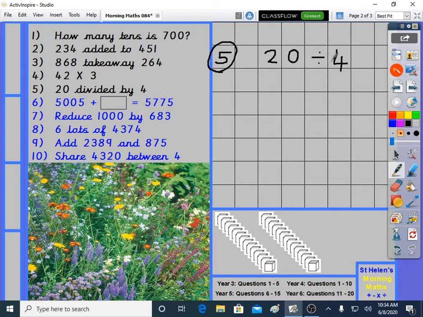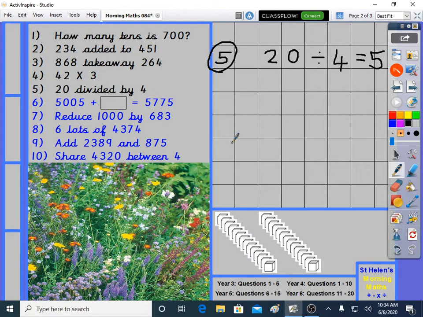Also, you could say how many 4s in 20. That's another way of saying it. 20 divided by 4 is how many 4s fit into 20. So one way I've shown you before is you just sing your 4s until you get to 20. You sing this number until you get to this number. So you go 4, 8, 12, 16, 20. And if you do that on your fingers, 4, 8, 12, 16, 20, you get 5. Because 20 divided by 4 equals 5.